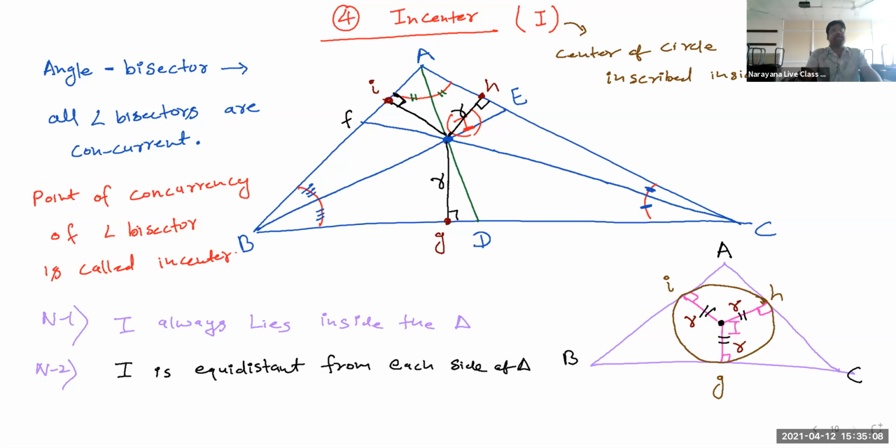What is I? I is the center of the circle inscribed inside the triangle. Once again, listen: I is the center of the circle which is inscribed inside the triangle. And what is small r? It is called the inradius. So small r is called the inradius, the radius of the incircle. This circle is called the incircle, and this smaller r is called the inradius. Okay.